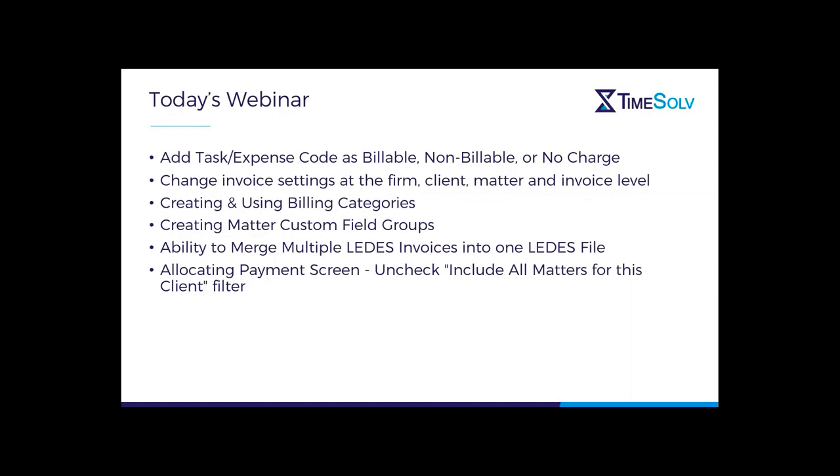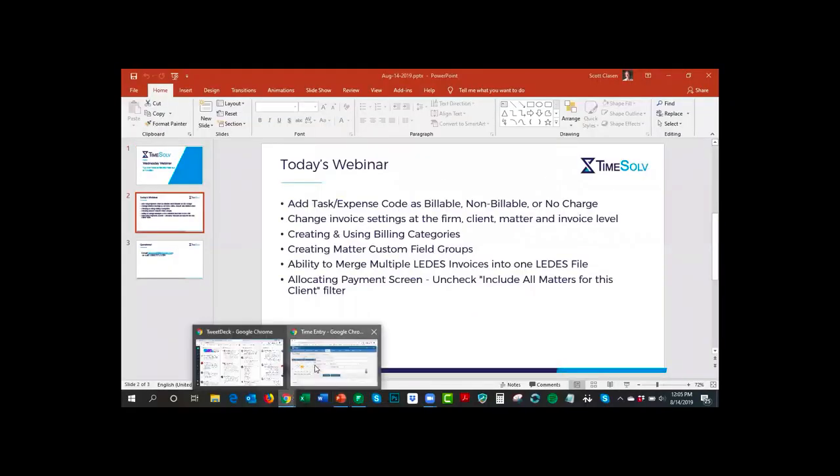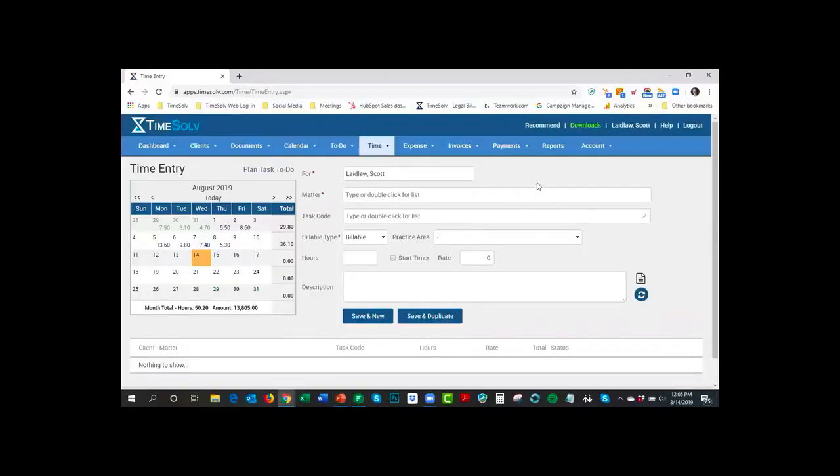So a lot to cover today. Let's get started with adding the task and expense codes and creating them as billable, non-billable, or no charge type entries. So as a reminder, when you're here in TimeSolv, I have this set up for my timekeepers where one of the options when I'm creating a time entry is an expense entry. You can do this as well, designating whether that's going to be a billable, non-billable, or no charge entry.